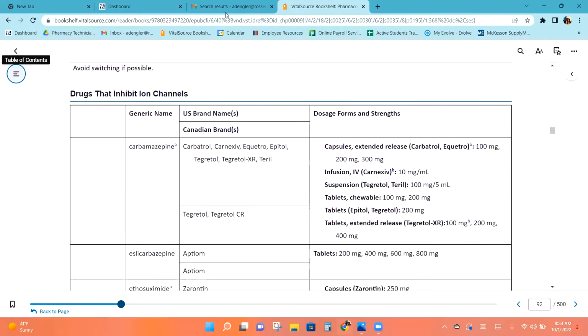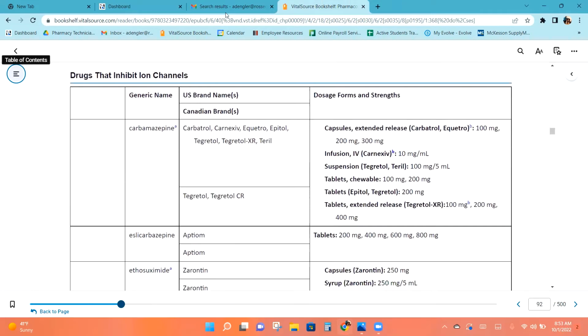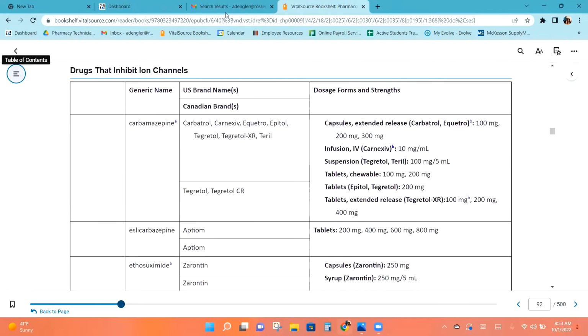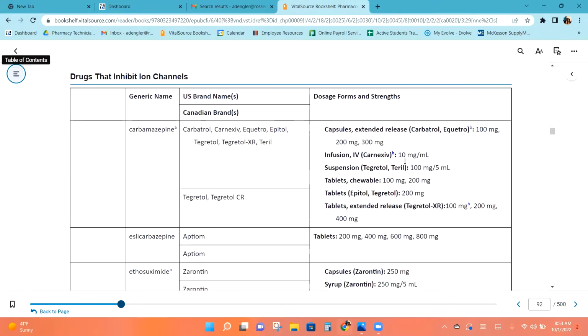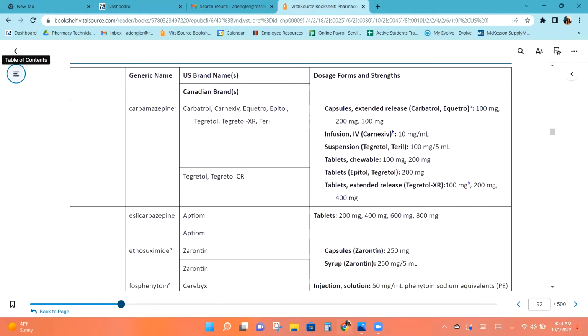And again, drugs that inhibit ion channels are listed here with all of their dosage forms and strengths. Carbamazepine has quite a few different drug formulations.